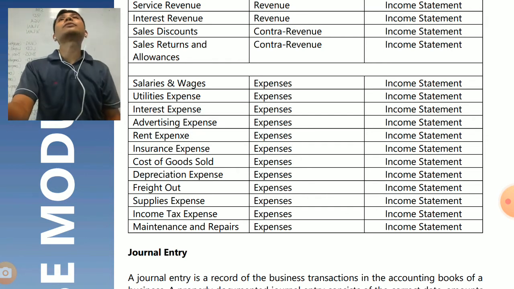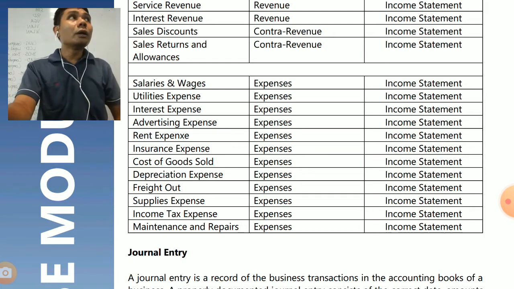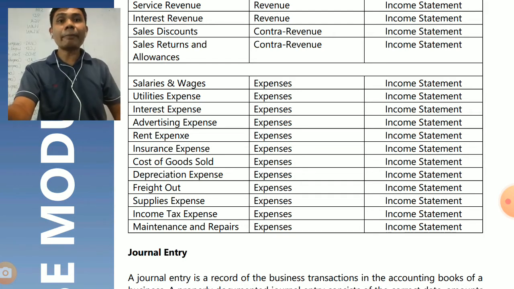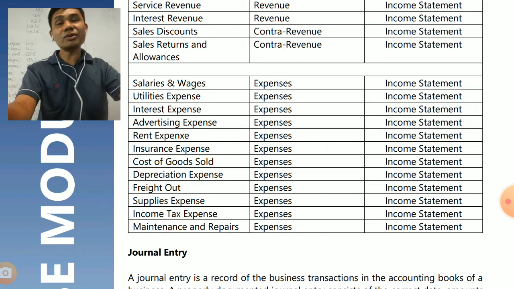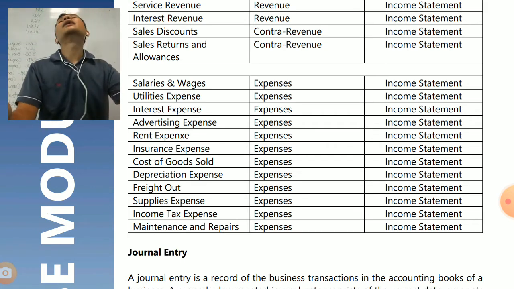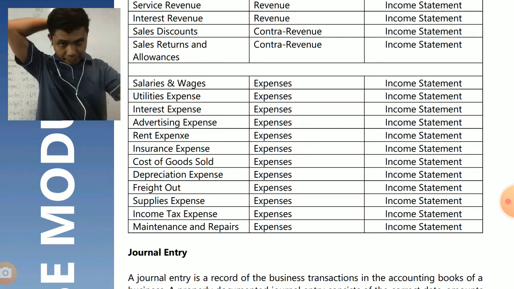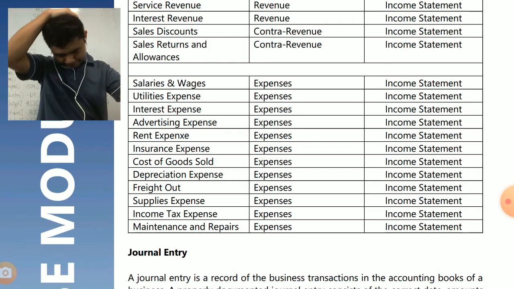Next is freight out. Freight out is your cost for delivering goods or products. For example, you bought tinapa from me and asked for it to be delivered. So you paid an additional amount to me for the delivery. That amount will constitute your freight out. That is an expense if you shoulder the delivery expense. So in other words, freight out is delivery expense.